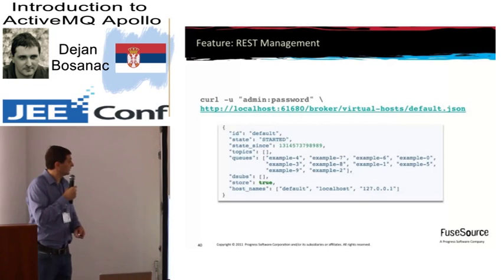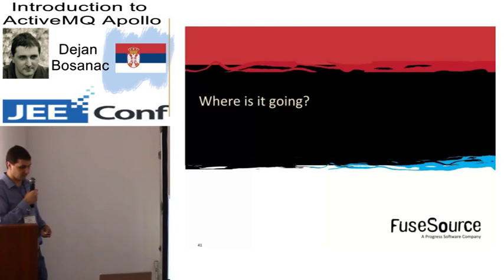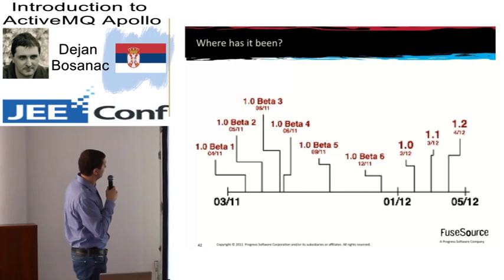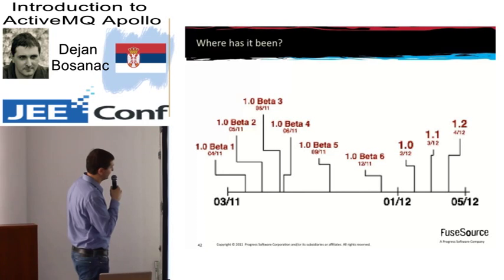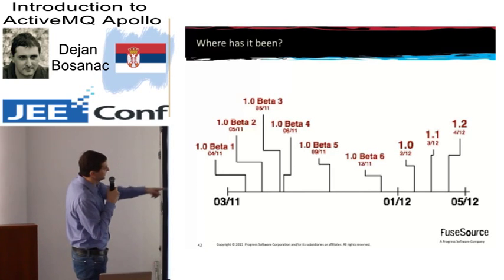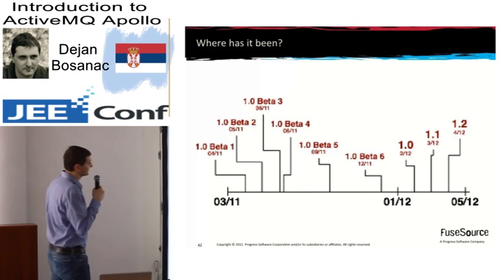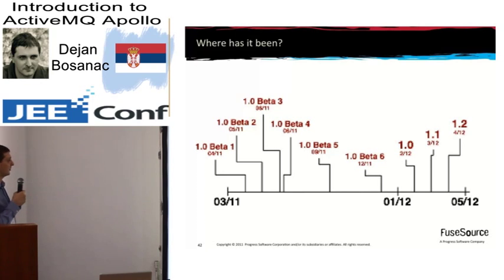So, what's the future of Apollo? First, where has it been so far? Here is missing one release we did last month. It's 1.3 so far. So, as you can see, it's an active project. We tend to release every month or so.